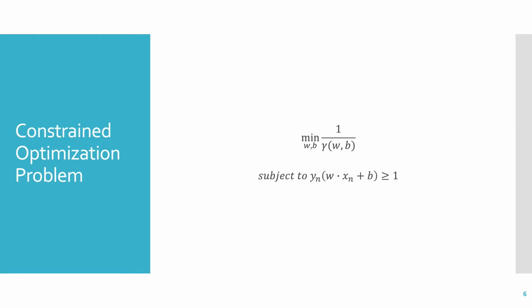An optimization problem just means that we want to find the values for W and B that minimize that first expression. And the problem is constrained because we have the additional constraint in the subject to line. Gamma is the margin. So we're trying to minimize 1 over gamma, which is the same as maximizing gamma. And the constraint just says that all training samples have to be correctly classified. Remember y times y hat being greater than 0 as the constraint for not updating the perceptron? This is the same idea.